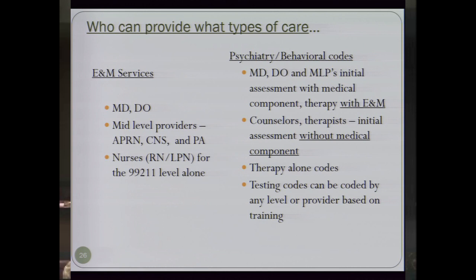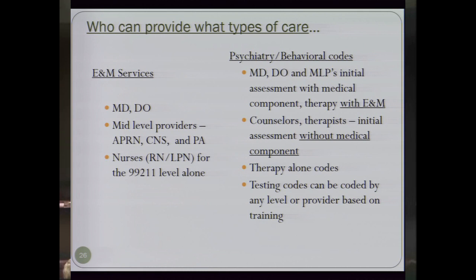So when we look at who can provide what kinds of services in E&M land, evaluation and management services can only be provided by physicians, mid-level providers, APRNs, advanced practice nurses, CNSs, nurses. And a nurse, an RN or LPN, can only provide the lowest level of E&M service, a 99211. A nurse in E&M land can never provide an initial visit before they've been seen by a clinician, by a doctor or a nurse practitioner.